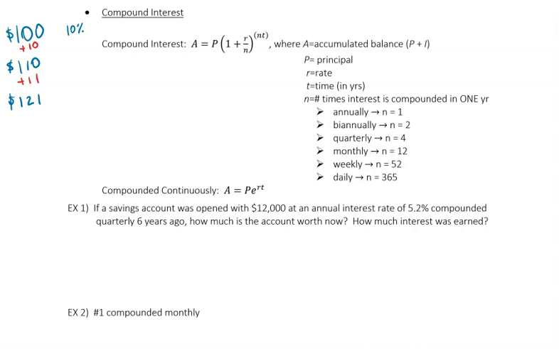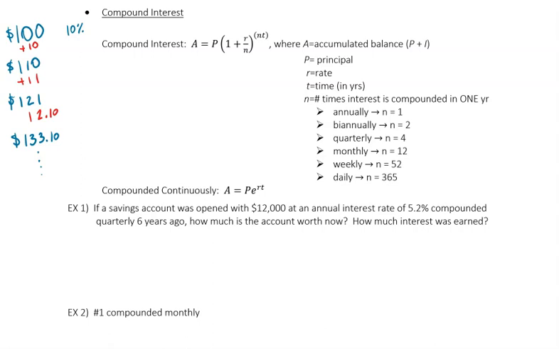You would, for the next year, add $12.10. We'd be at $133.10, and so on. So the amount of interest you're earning is actually increasing every time because the balance in the account is increasing every time. That's compound interest. Now, there's two types that we're going to talk about right now.